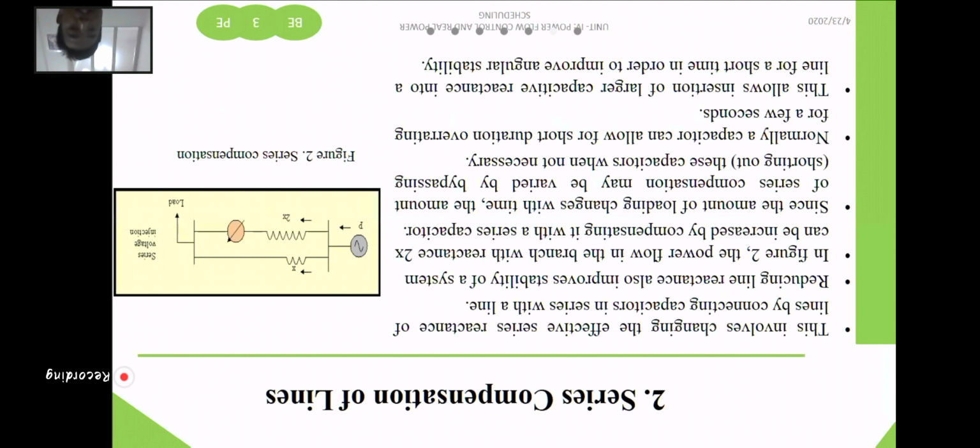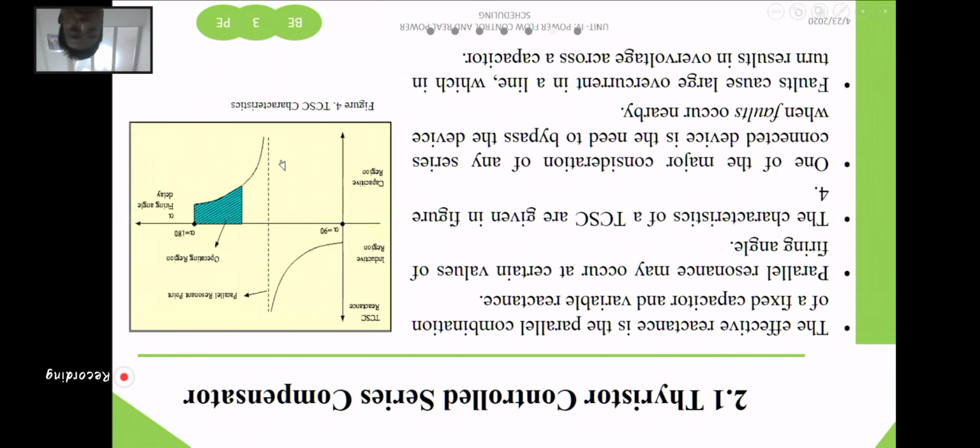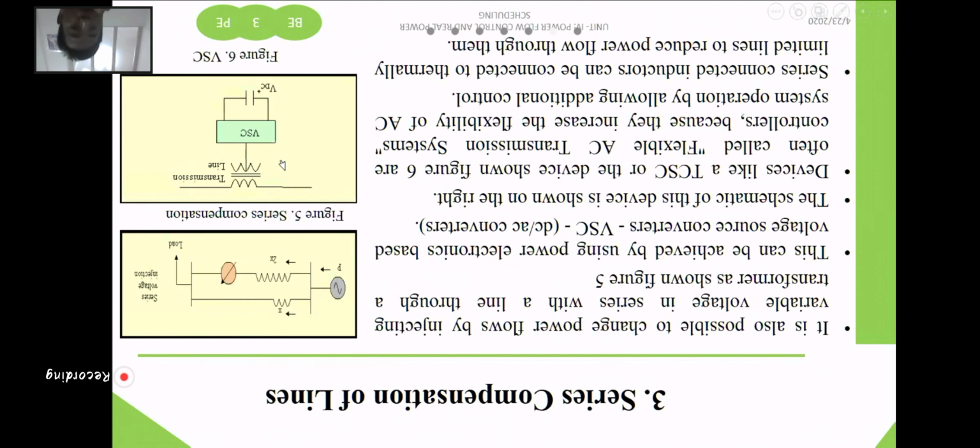Okay, so under series compensation, again, you use a different combination. We use the TCSC, that is the thyristor controlled series compensator. You use this and then control the power flow in a transmission line. Another way is we can also control the power flow in a transmission line by using a VSC, that is a DC to AC converter, the voltage source converter. We can use that and then control this.